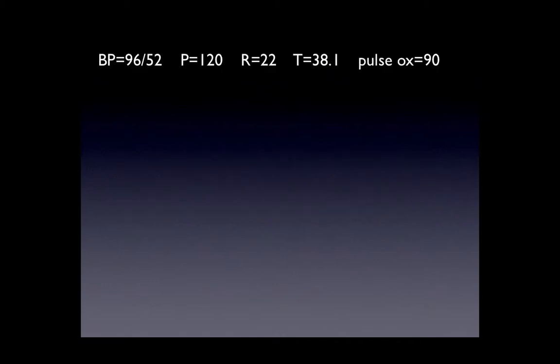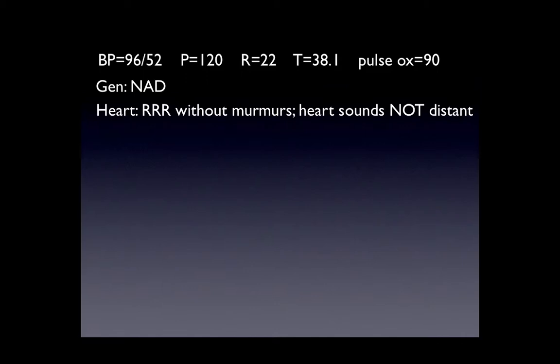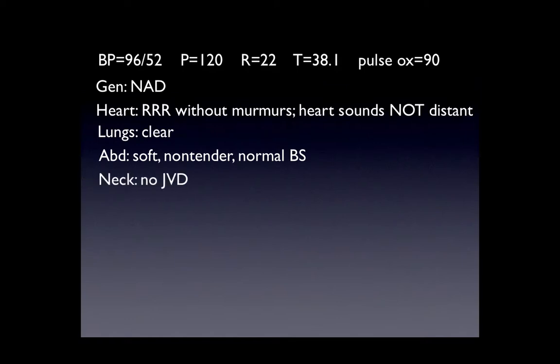His blood pressure is 96/52, pulse 120, respirations 22. He is febrile at 38.1, and his pulse oximeter is at 90%. His general appearance is that of a patient in no acute distress, but is slightly confused. His heart reveals a regular rate and rhythm without murmurs. His heart sounds are not distant. Lungs are clear. His abdominal exam reveals a soft, non-tender abdomen with normal bowel sounds. The neck, no JVD.